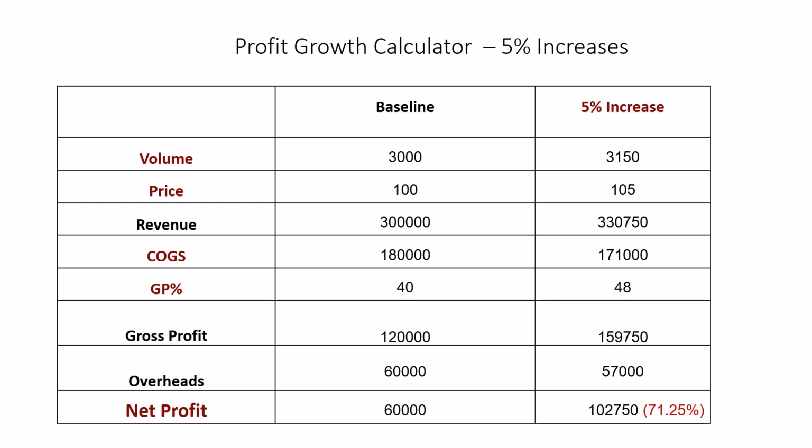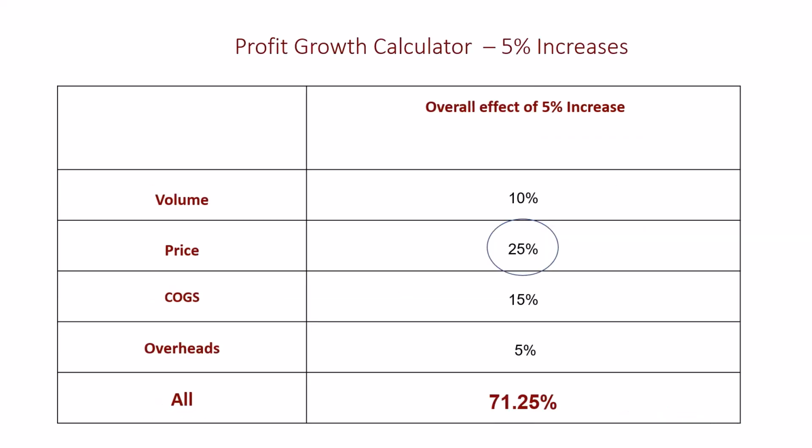If we were to make 5% improvements in all those areas together, so the volume, the price, the cost of goods sold and the overheads, the overall effect, if you crunch the numbers through, would be to take our net profit from 60,000 to 102,750. So really, ideally, what we want to be making is small improvements in all those numbers.